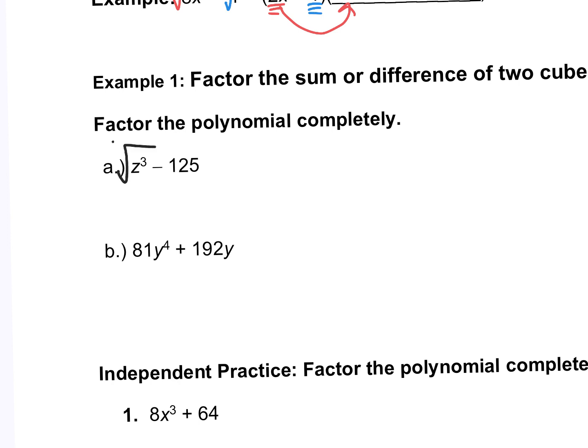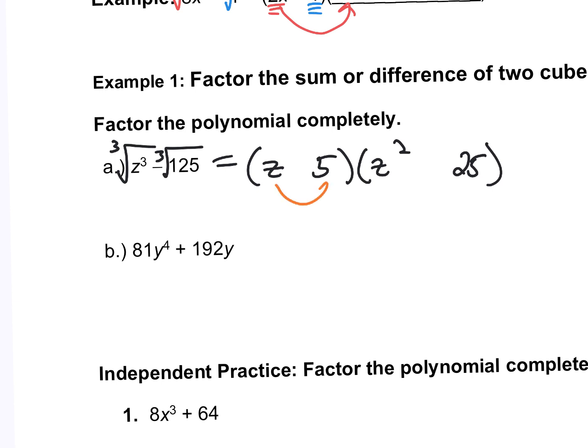Nice job. So I see people cube rooting the first part, cube rooting the last part. The cube root of z to the third is z. The cube root of 125 was 5. You need 2 more z's to get back to z squared. You need 25 to get back to 125. To get the middle term, you just put those things together. So that's 5z. And then we do same, opposite, always positive. So same as your original problem. It was a difference of 2 cubes, so we put a minus sign in there. Opposite, always positive.